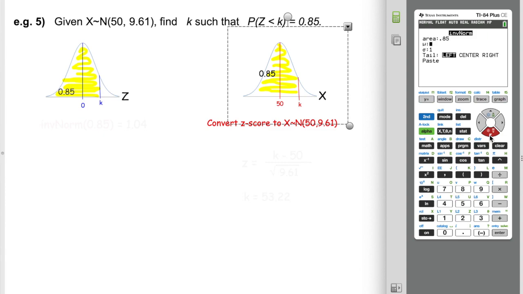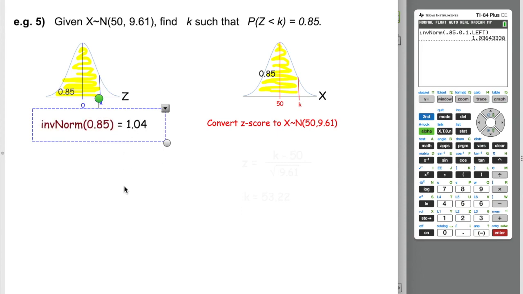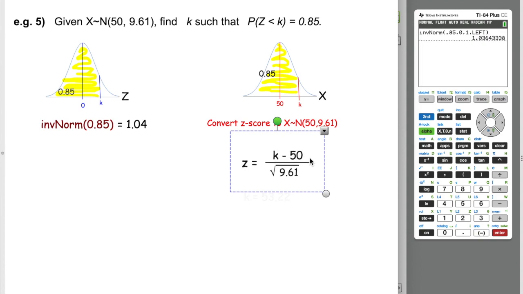on the standard normal distribution. So mu is 0, sigma is 1. To the left, everything's fine. And this is the z-score of 1.04. Okay, so let me open it here. Once I know the z-score is 1.04, I know that there's a z-score formula. So plug that in using the actual parameters in the x normal distribution. So k data point minus the mean divided by the standard deviation. So don't forget to take the square root of the variance. You plug in 1.04 here.